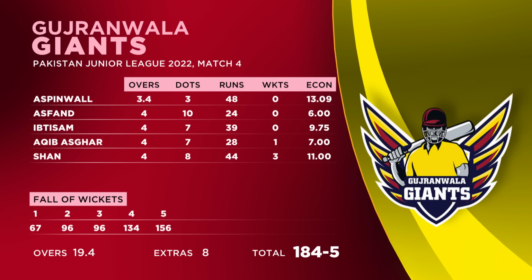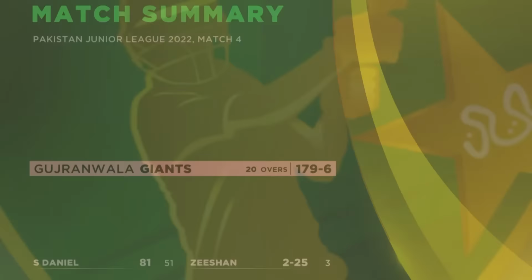Bowlers from both sides were under the bump here. 3 for 44 for Shan, the highest wicket taker, but the runs kept on coming. 1 for 28 for Aqib Asghar. Gujranwala Giants had no answer to Basit Ali's knock of 106 not out.